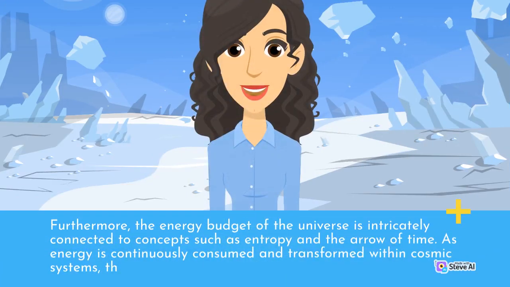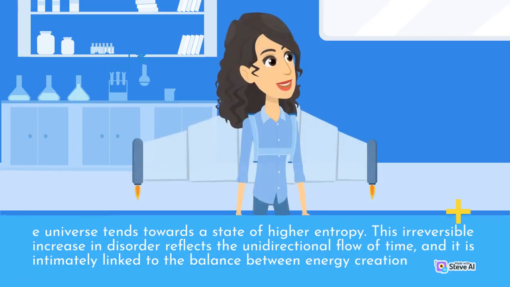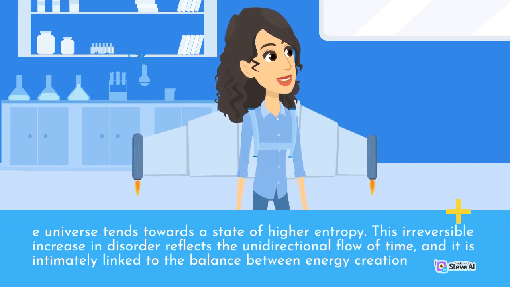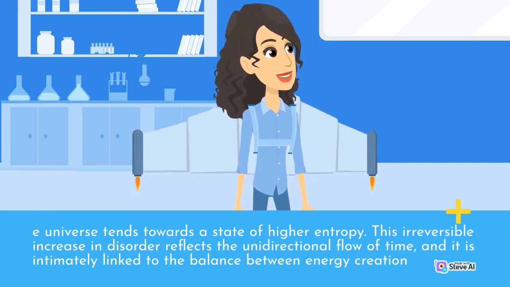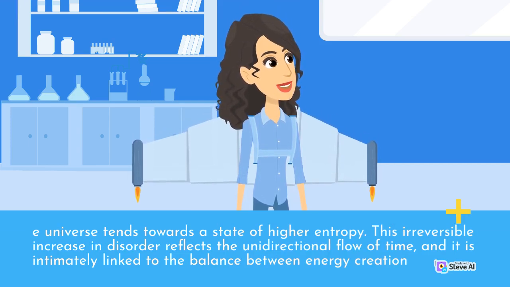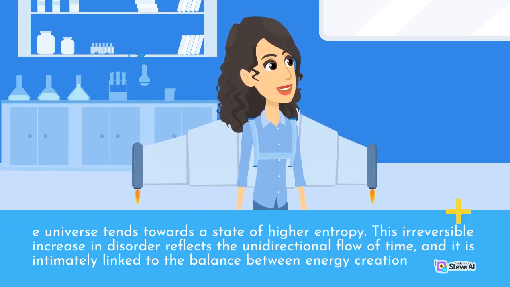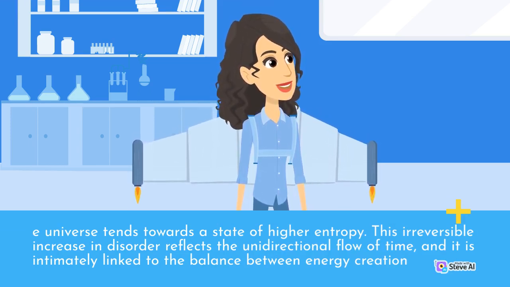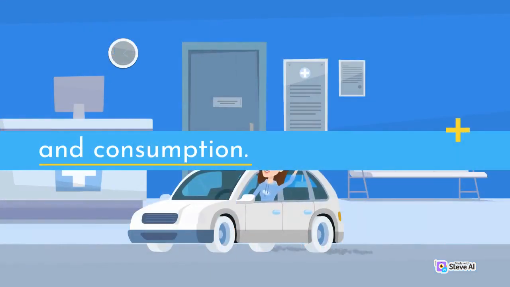Furthermore, the energy budget of the universe is intricately connected to concepts such as entropy and the arrow of time. As energy is continuously consumed and transformed within cosmic systems, the universe tends towards a state of higher entropy. This irreversible increase in disorder reflects the unidirectional flow of time, and it is intimately linked to the balance between energy creation and consumption.